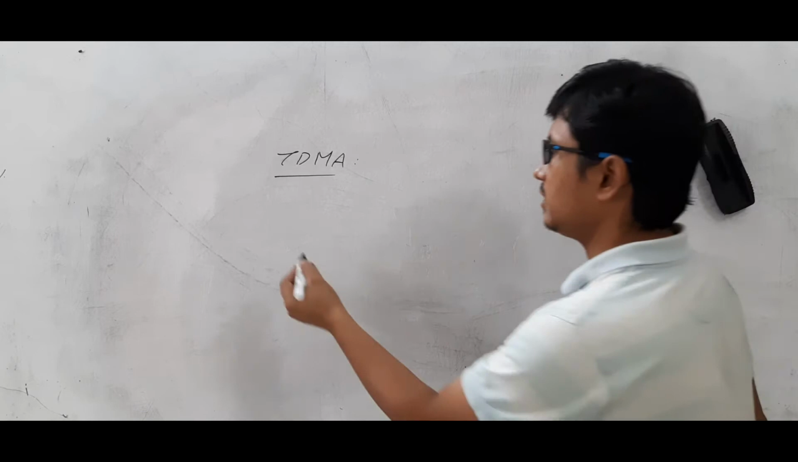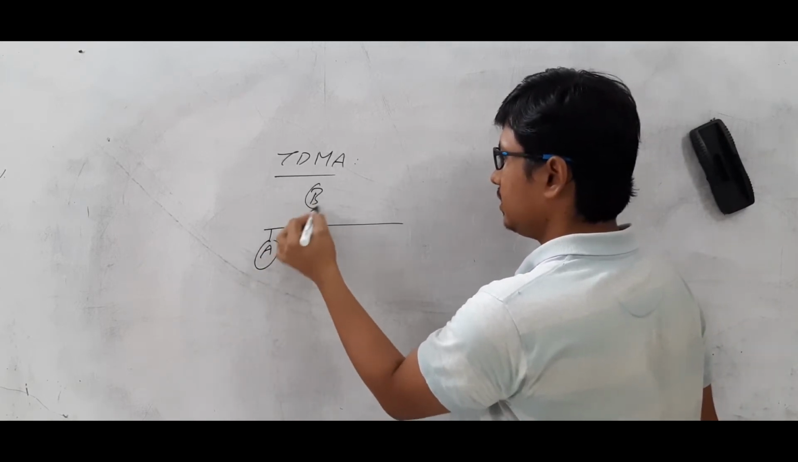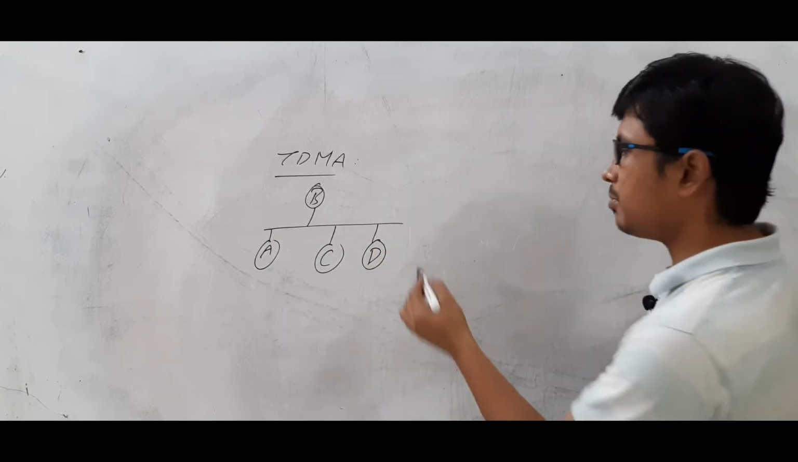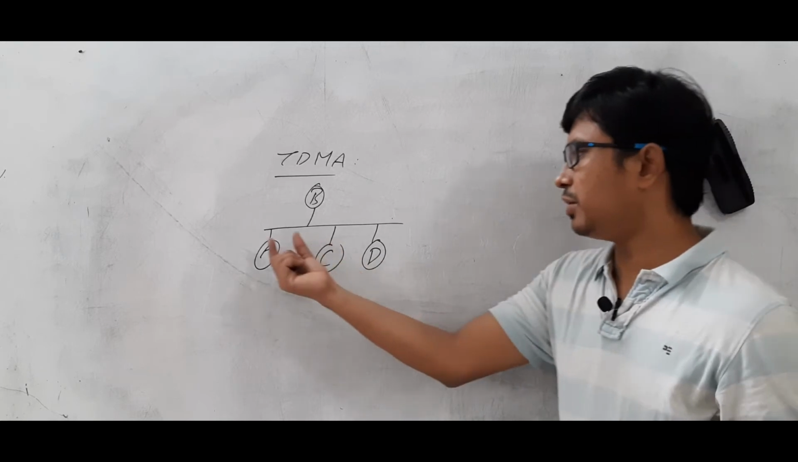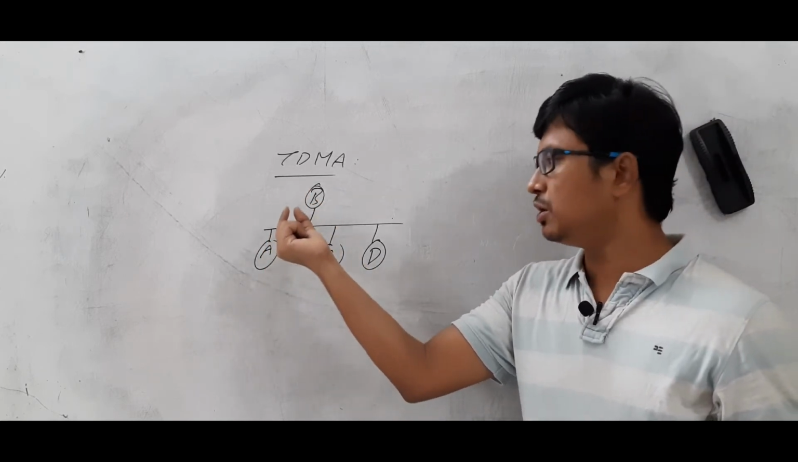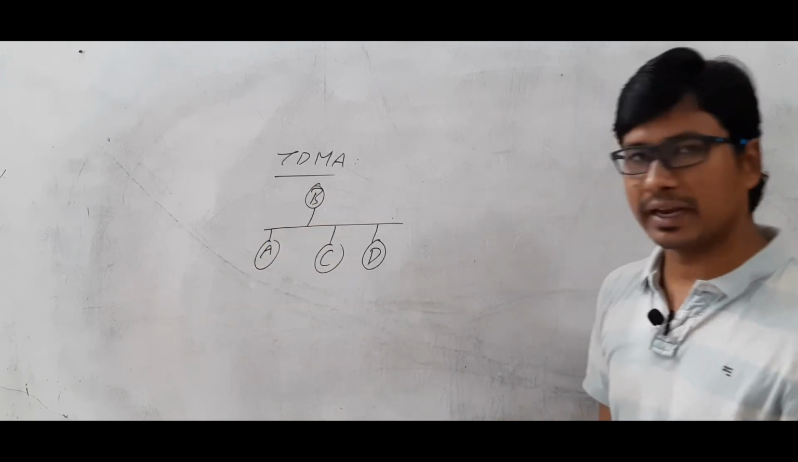Now, let's take that 4 nodes are there. Node A, node B, node C, node D is there. Okay. They have a common transmission medium. If they want to transfer the data to anyone, they have to access the transmission medium. Using the transmission medium, then only they can send the data. Am I right or wrong?